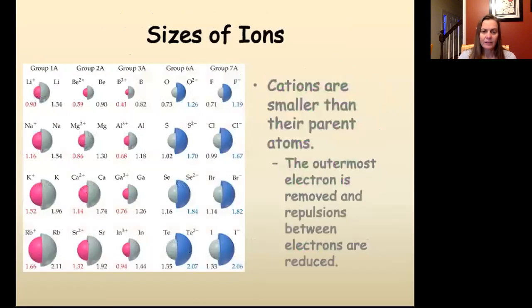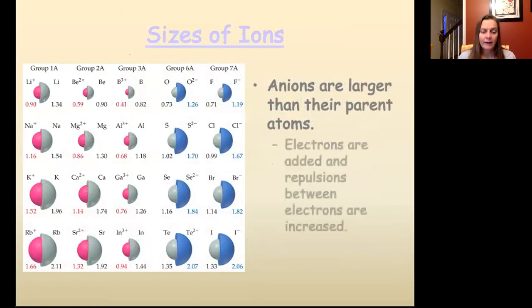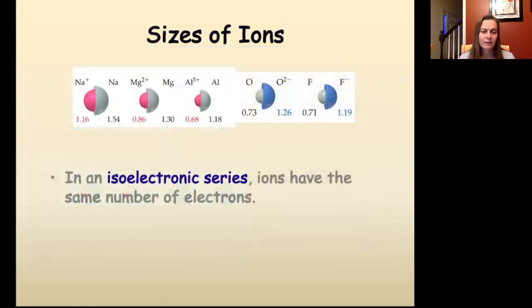So back to sizes of ions. We can compare ions to their parent atom, and we know cations are always going to be smaller, anions are going to be larger. We can also compare what we call isoelectronic ions. So isoelectronic means that they have the same number of electrons, not the same number of valence electrons, but the total same number of electrons. And so if we look at the sodium ion, the magnesium ion, the aluminum ion, the oxygen ion, and the fluoride ion, they all have the same number of electrons, which is to say 10.